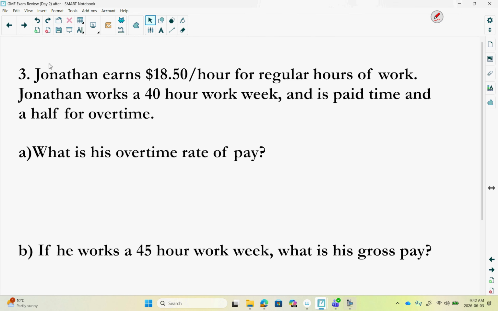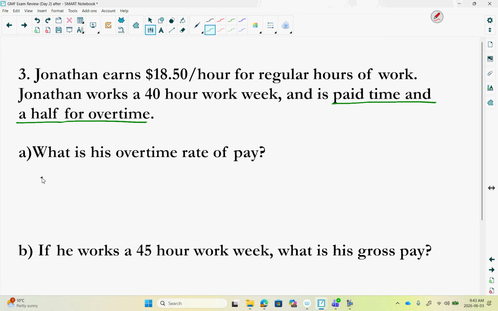So we'll continue the exam review with Chapter 3. Chapter 3 was all about earning a wage and alternative forms of income, gross pay, net pay, and so on. First question says Jonathan earns $18.50 an hour for regular hours of work. Jonathan works a 40-hour work week and is paid time and a half for overtime. Part A wants us to calculate his overtime rate of pay.